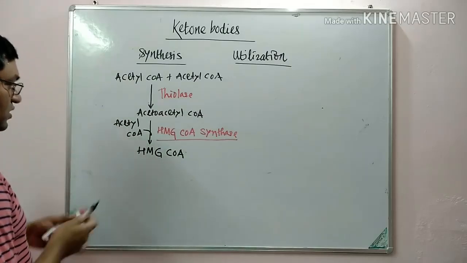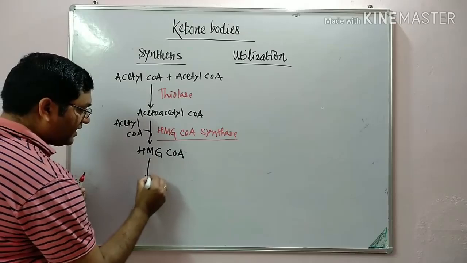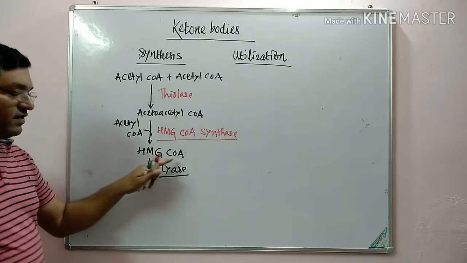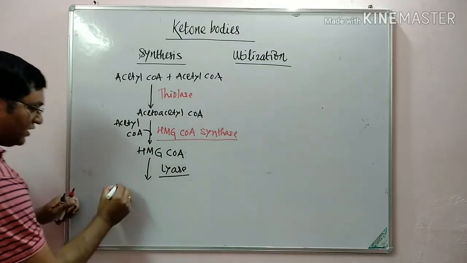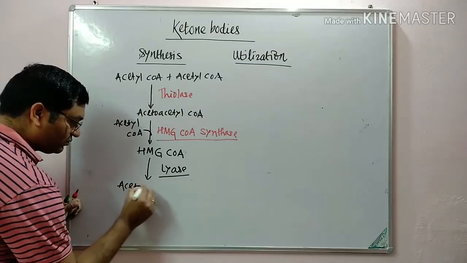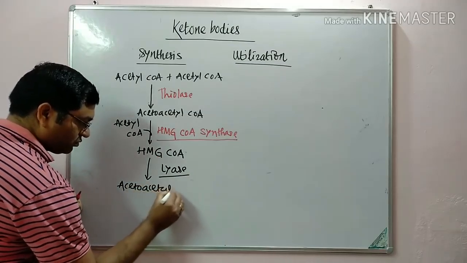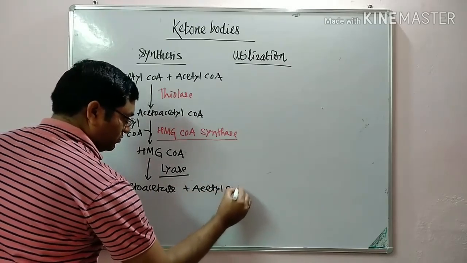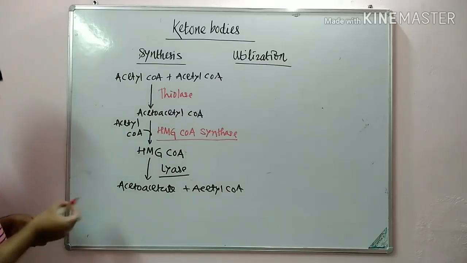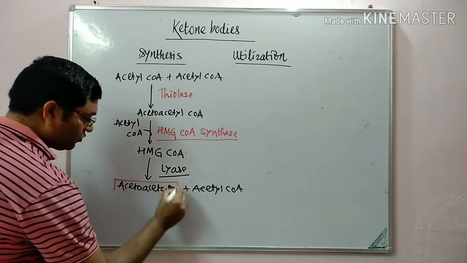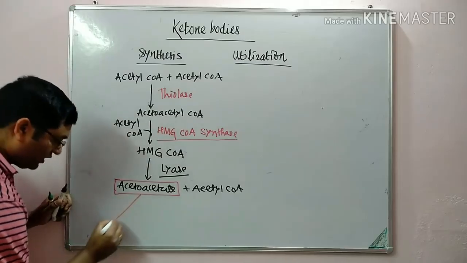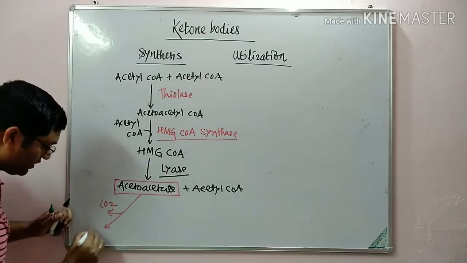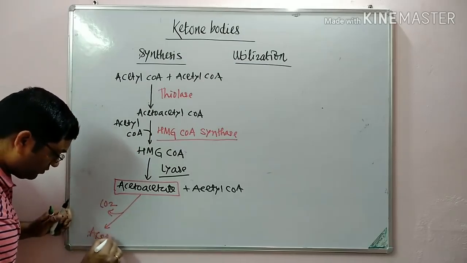HMG-CoA synthase. Now HMG-CoA lyase causes the cleavage of this HMG-CoA into acetoacetate and acetyl coenzyme A. This acetoacetate generated here is the primary ketone body, which on spontaneous decarboxylation, that is non-enzymatic decarboxylation, will give acetone.